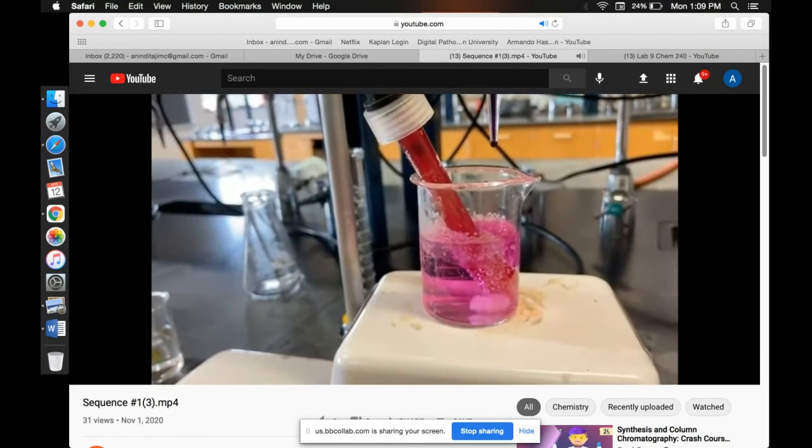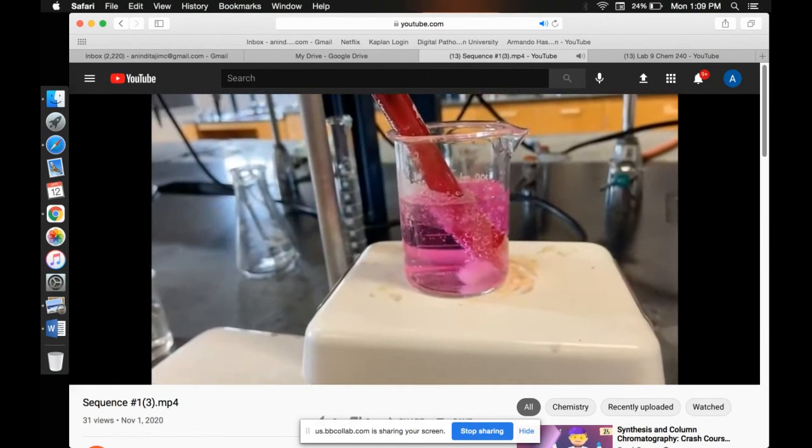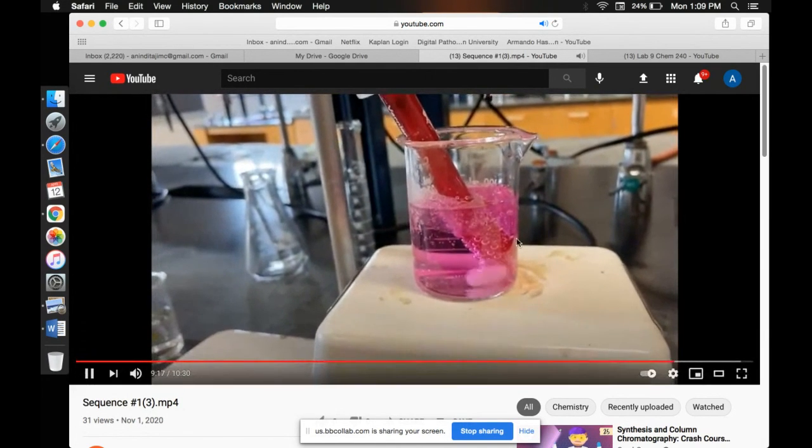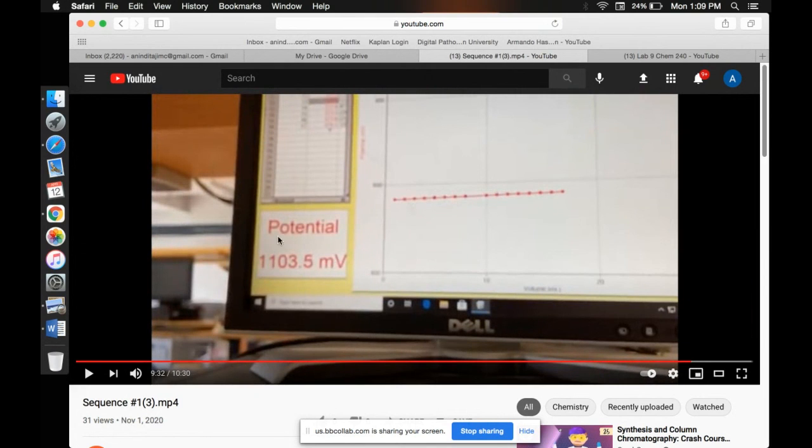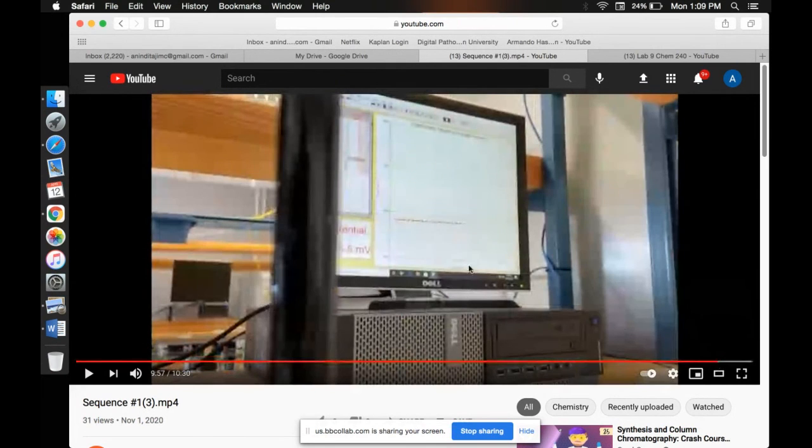So you see the color is, yes, now finally it is stable. The last drop changed the color and it is not disappearing anymore. So this is actually the equivalence point. Once you see the equivalence point, you also see here that the potential increases; it was 500 something before, and now it has become 1103, or 1100 something. Okay, so this is how you do the titration.